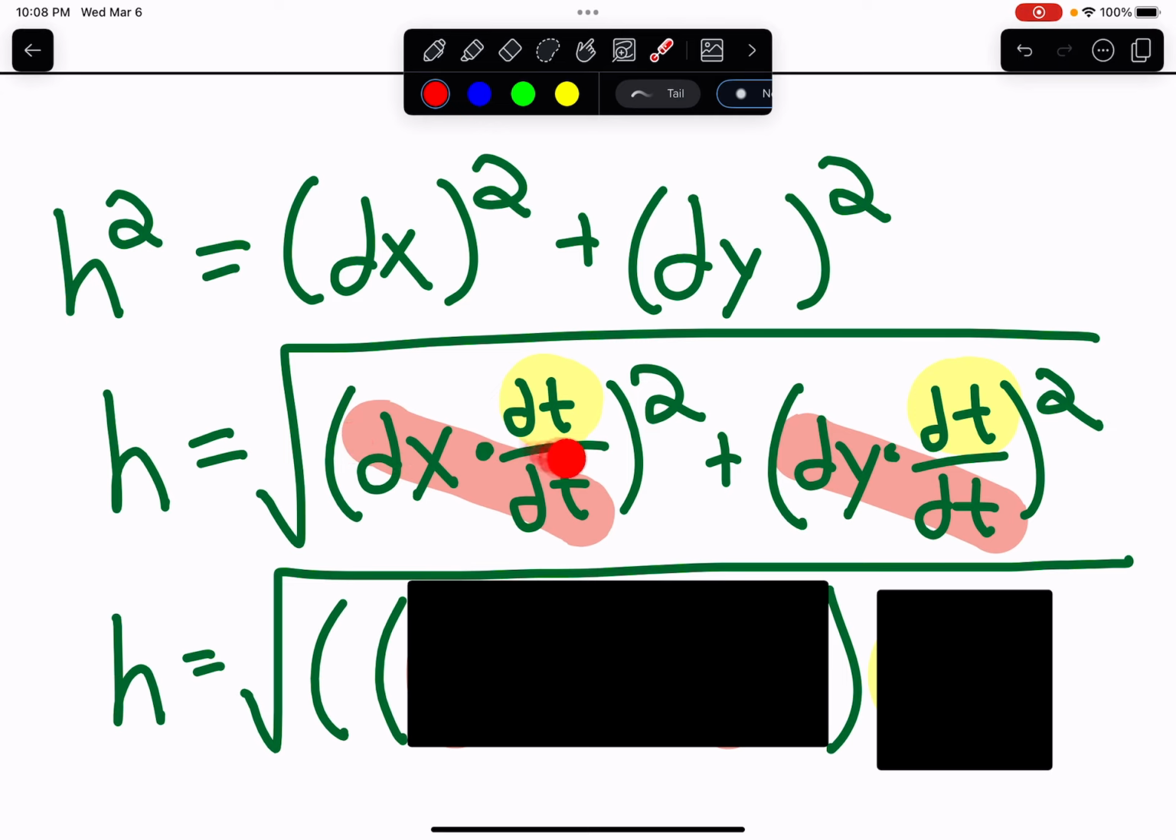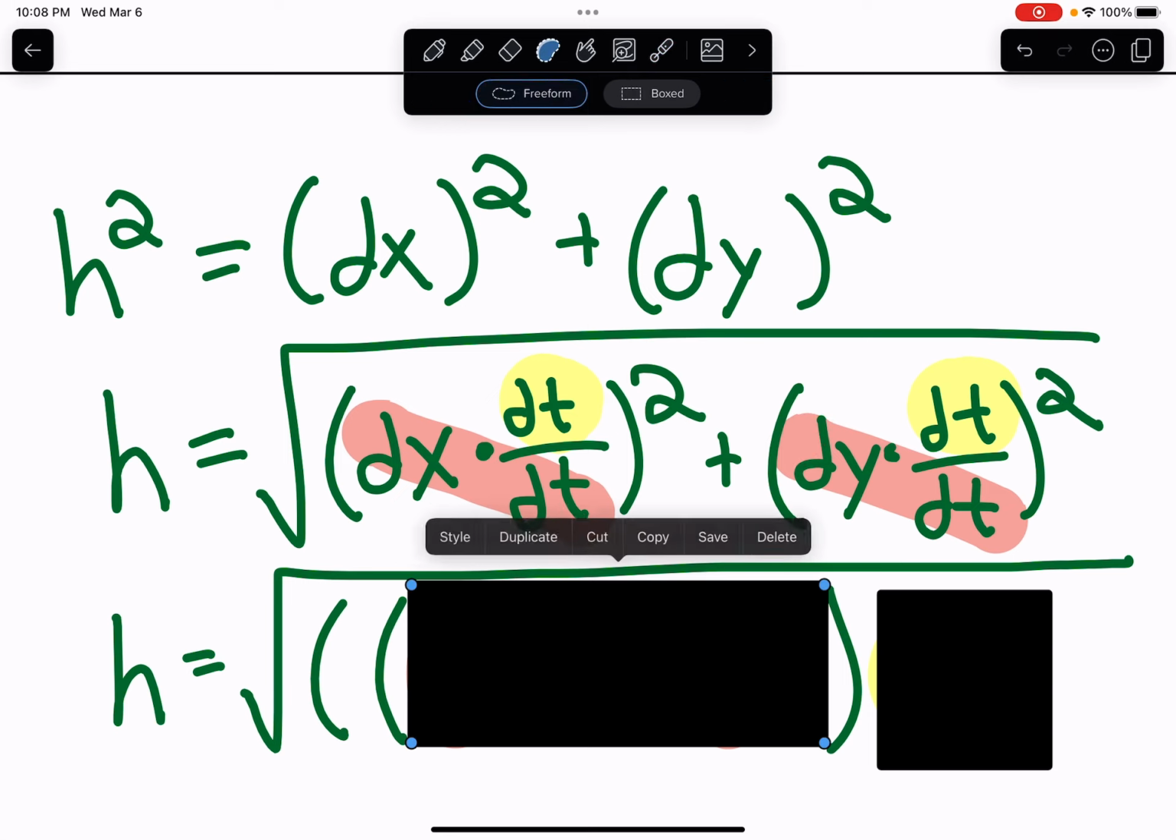This dt is also going to get squared. And then in the second grouping, dy over dt, that's going to get squared. And then this dt in the numerator is also squared. So both of these terms have a dt that is squared in the numerator, and that I can factor out.